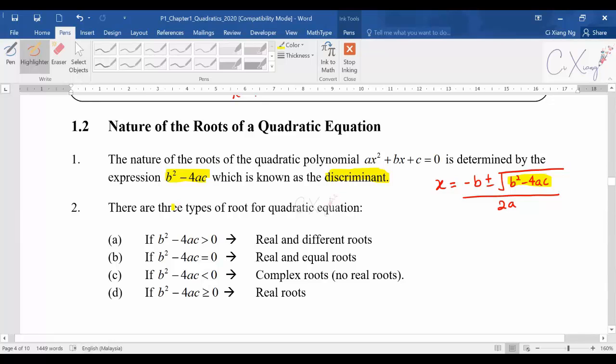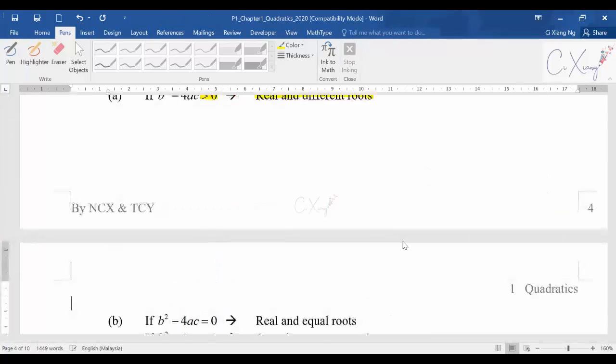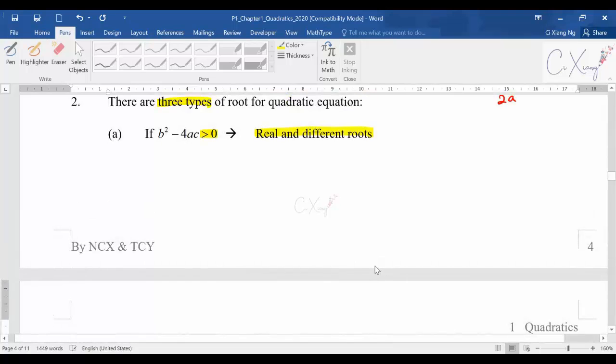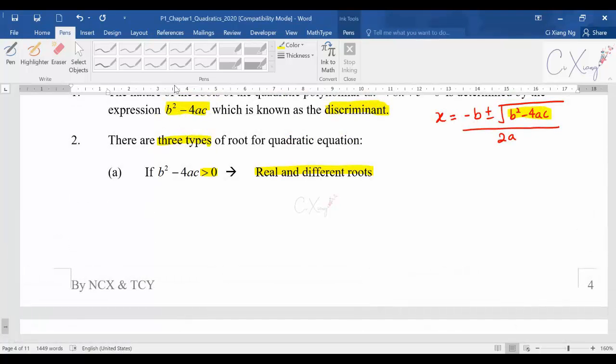So there are three types of roots for a quadratic equation. The first one is b squared minus 4ac greater than 0. You don't see any equal sign, right? b squared minus 4ac greater than 0, which is a positive value. We call the roots real and different roots. So what is the meaning of real and different roots? And why, when b squared minus 4ac is greater than 0, do we have real and different roots?